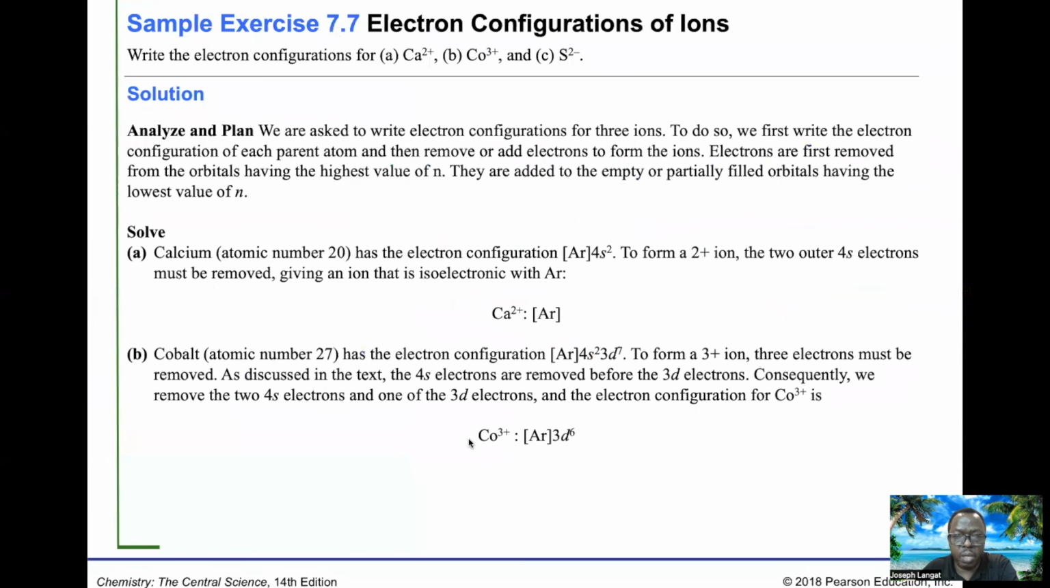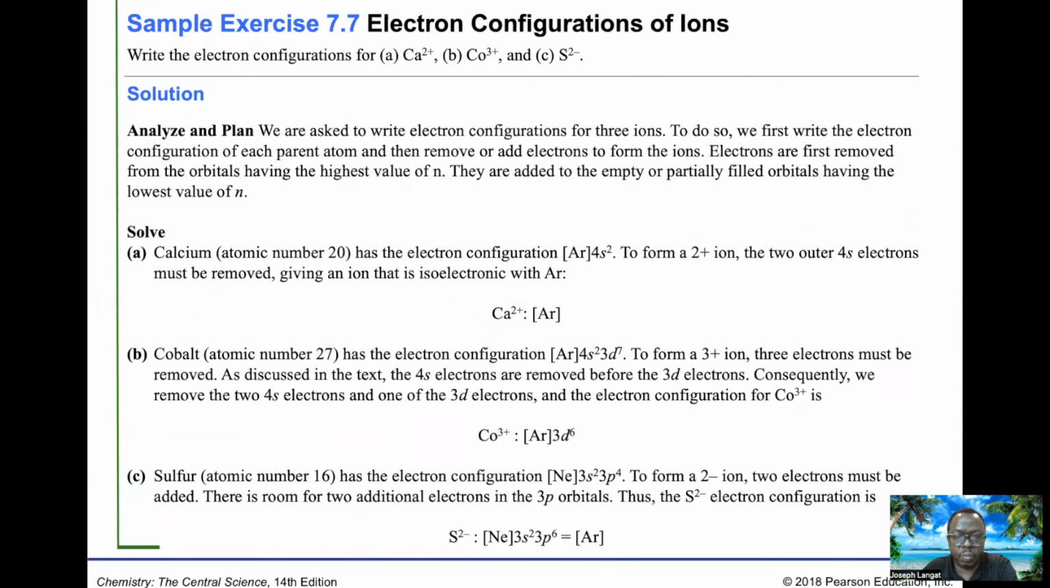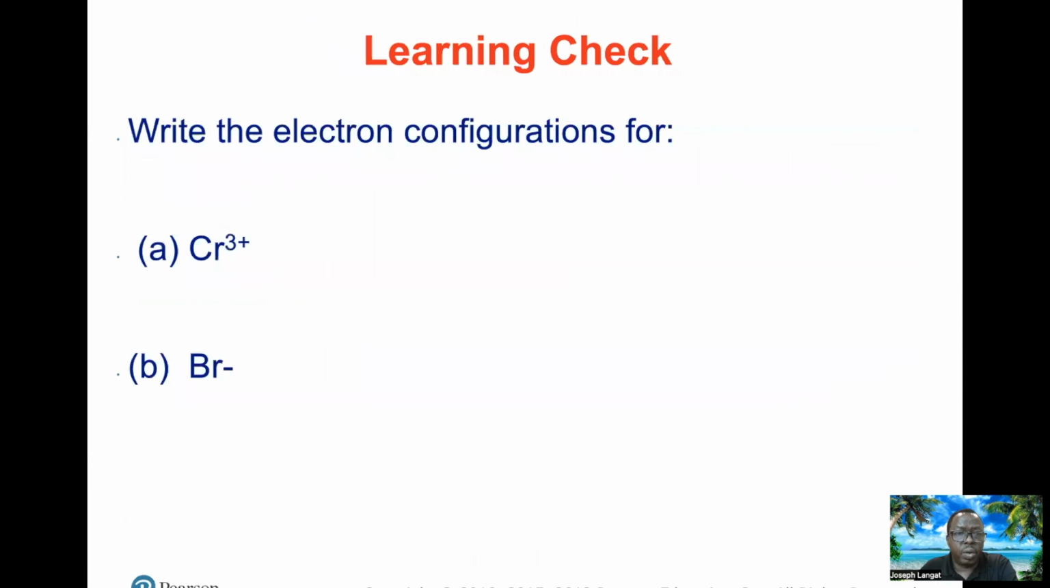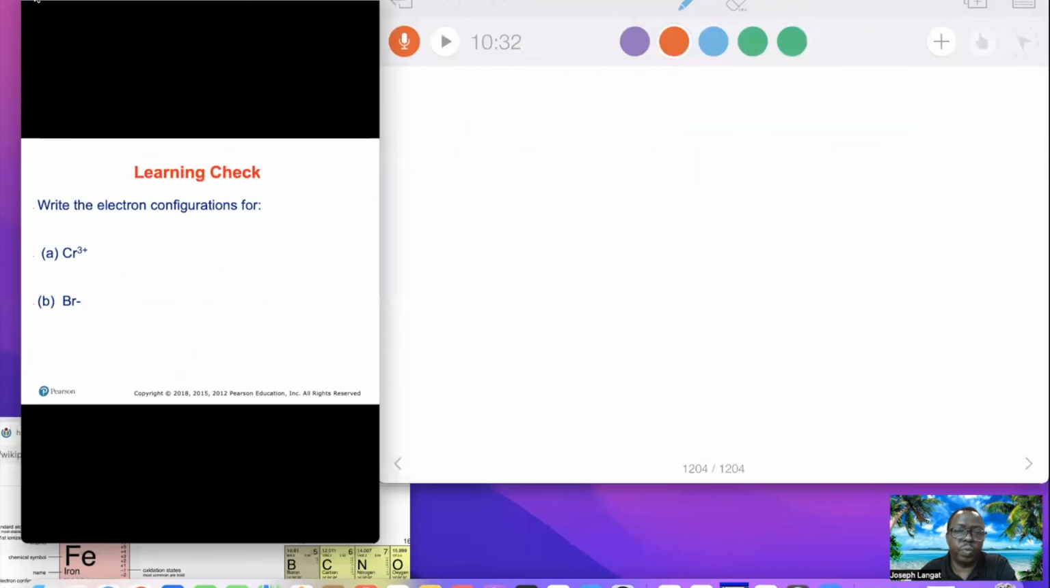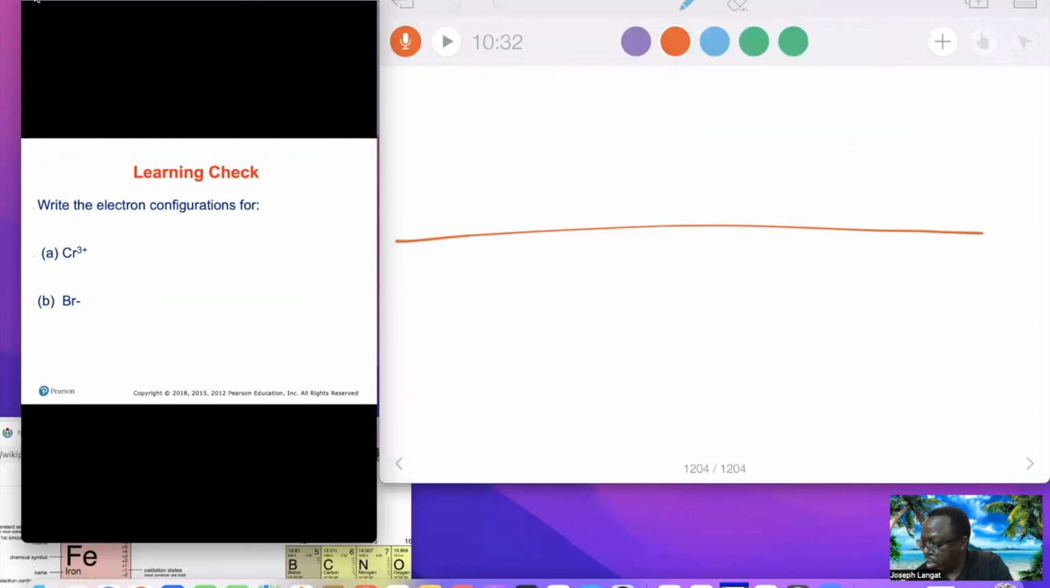All right, so please pay attention to how you write that. And for anions, you add electrons. Remember, sulfur is number 16. If we add 2 electrons, gives us 18 electrons. And remember, we are using shorthand in this case. Write the electron configuration for chromium 3+. Chromium is number 24.